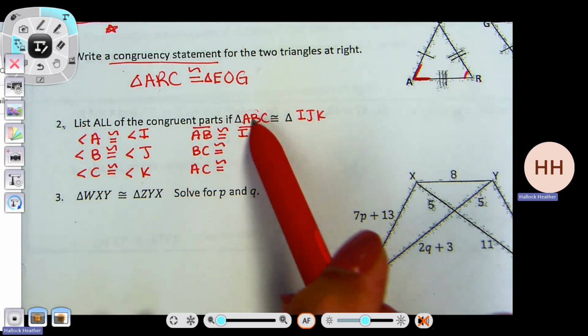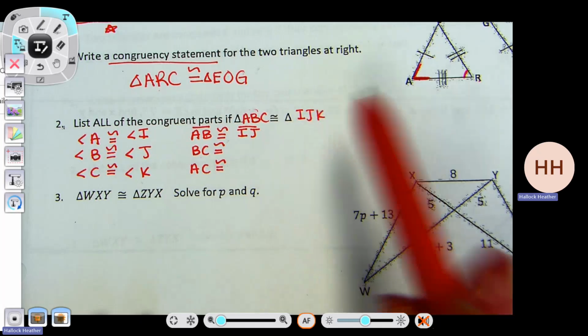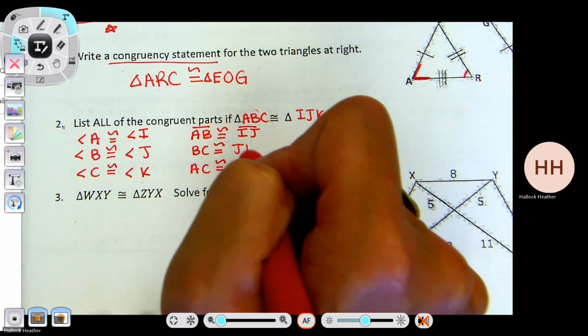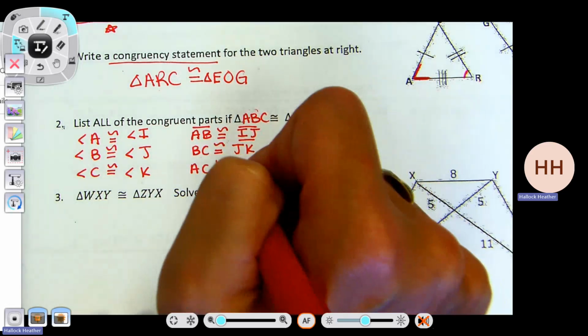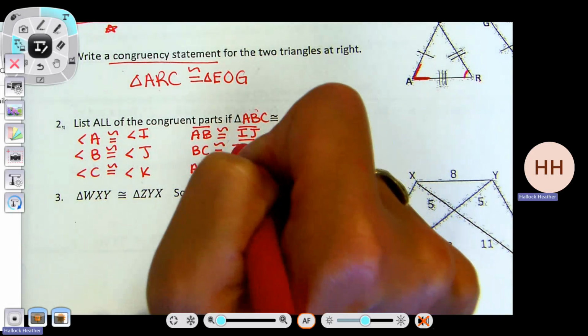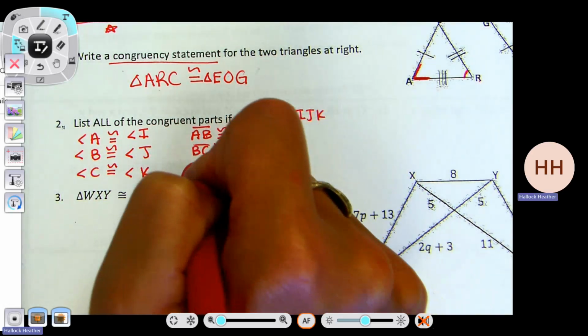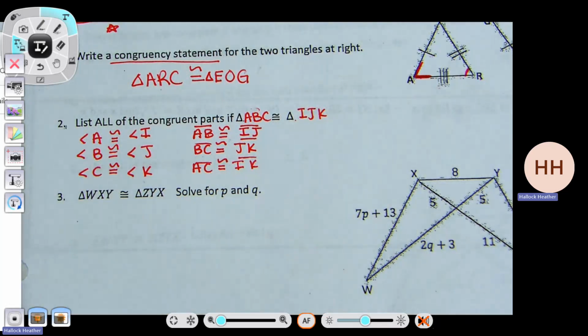BC is the last 2 letters. So that's J and K. IK. And technically they're supposed to have a little line on top of them, but it's okay. Because it represents like a segment, a distance from these 2 points, okay? Let's do some math now, okay? So the letters do matter. They tell you what's congruent and what's not congruent, okay?